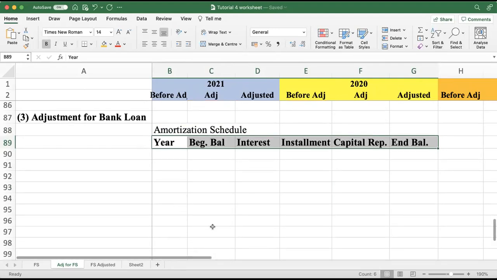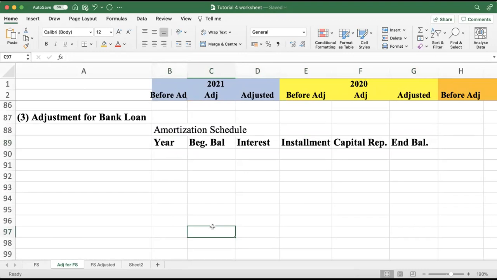Now you see we got the loan in 2019, but in the first year there is no repayment. The repayment starts from the second year.